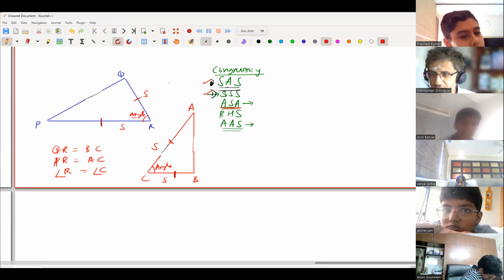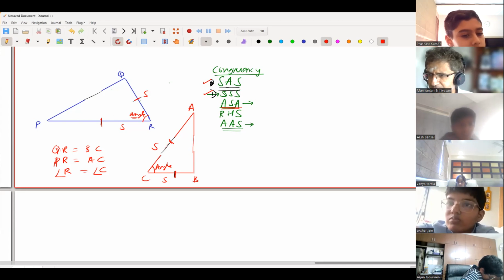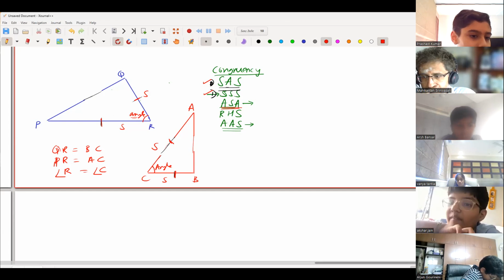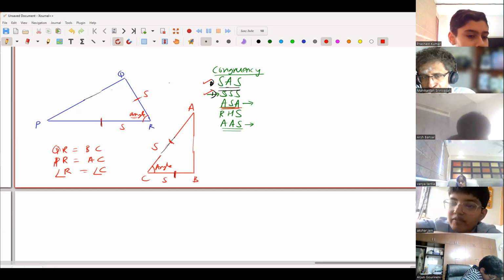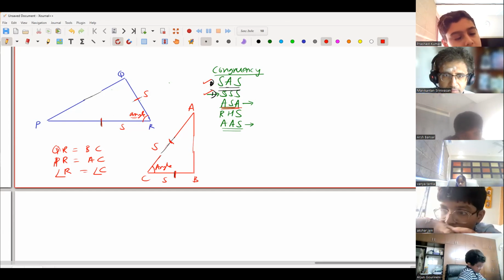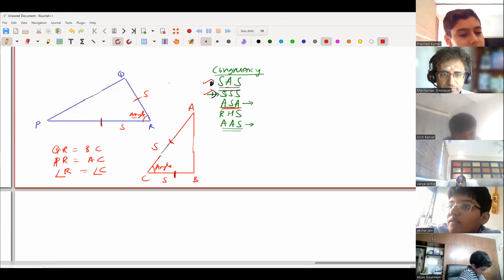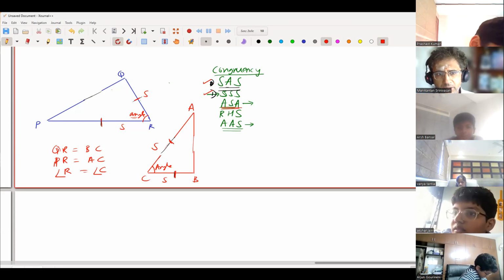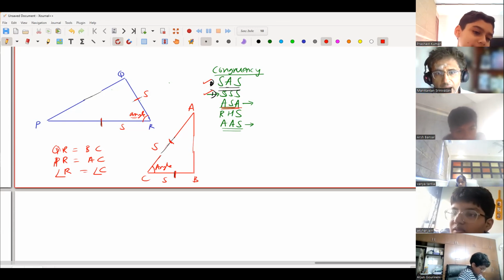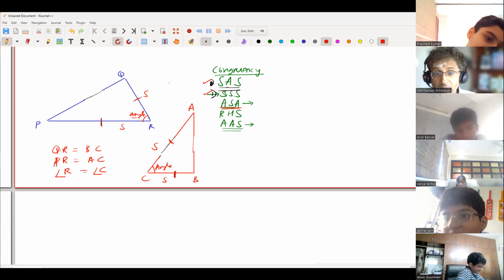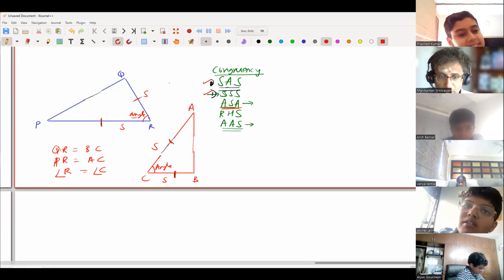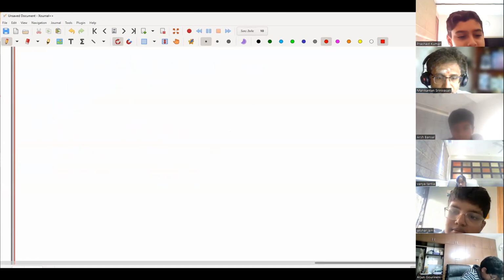Does it make sense? Akshar, you're with me. Panya, you're with me. Sir, if the angles given are, let's say, angle Q equal to angle B and angle C equal to angle R, then which side will they say? PQ equal to CA or PR equal to...? Okay, so I'll draw a fresh diagram here.